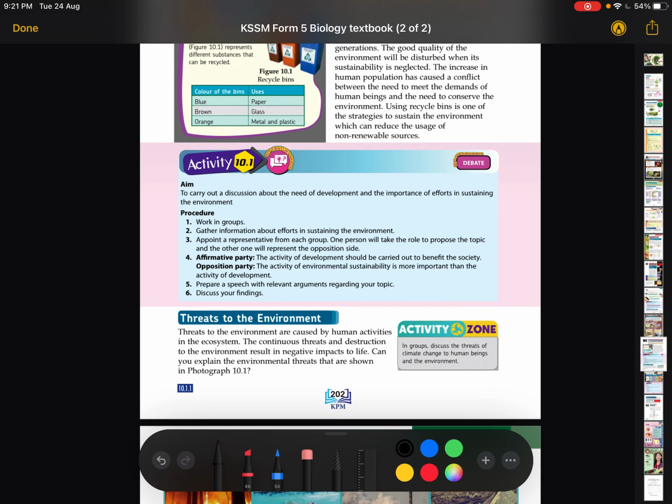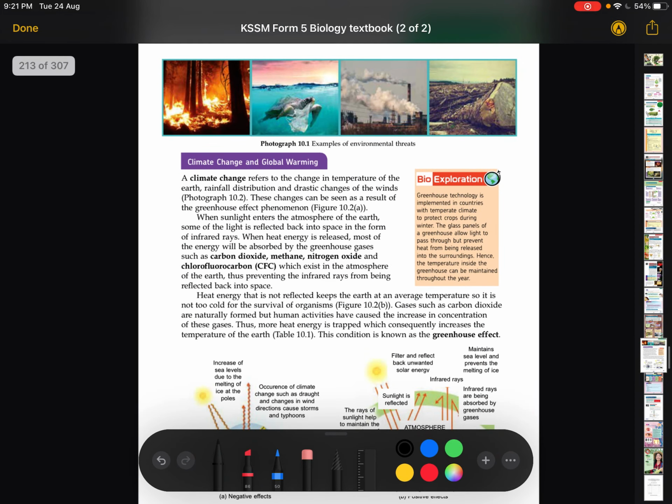As I said, the environment is one of the most overlooked topics in the chapter, but it's honestly quite important. First of all, it talks about climate change and global warming. Climate change is the change in temperature of the Earth, and it's also the changes of winds, changes of season, like how it snows in certain desert areas.